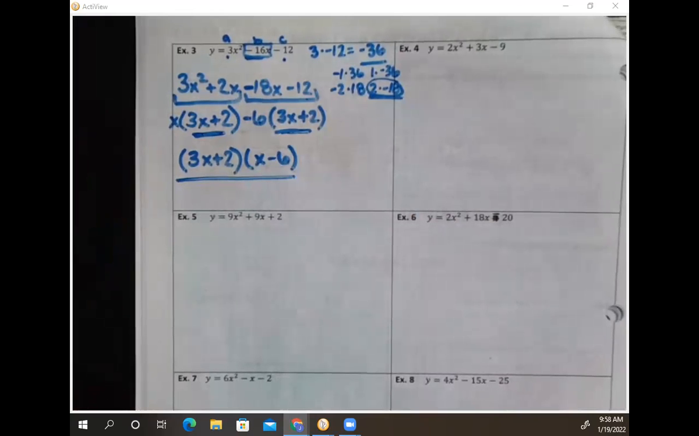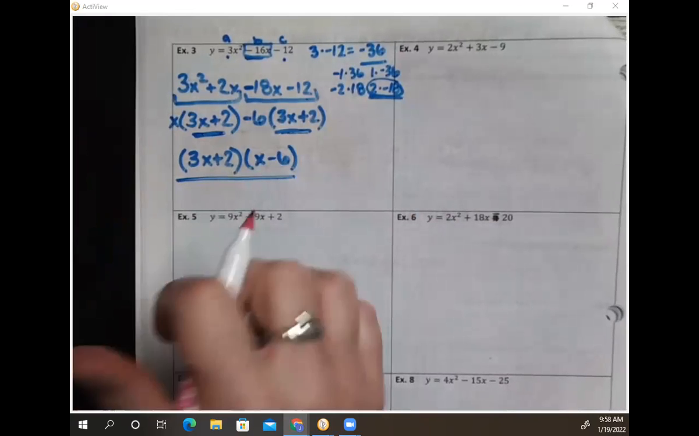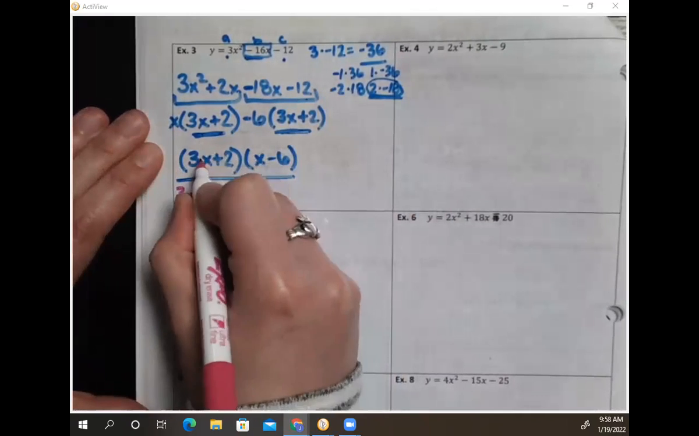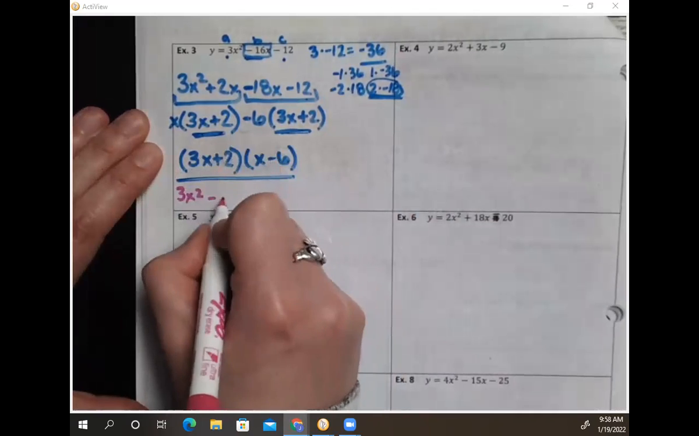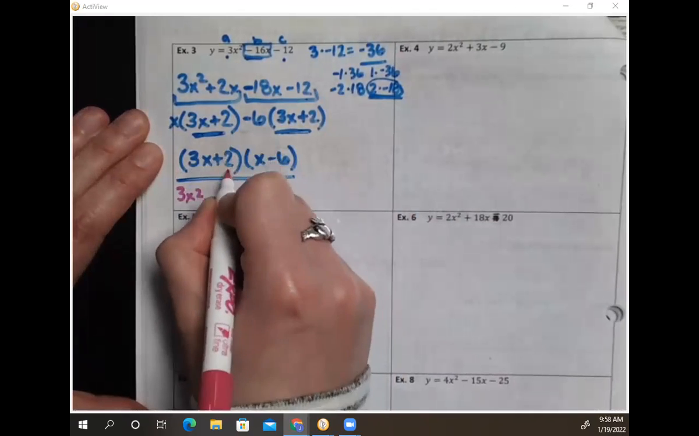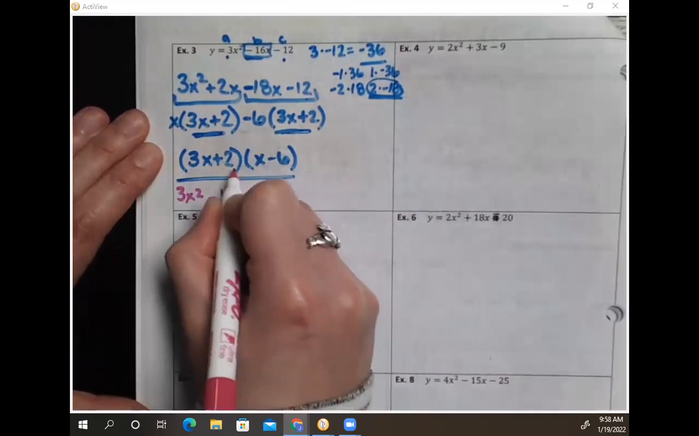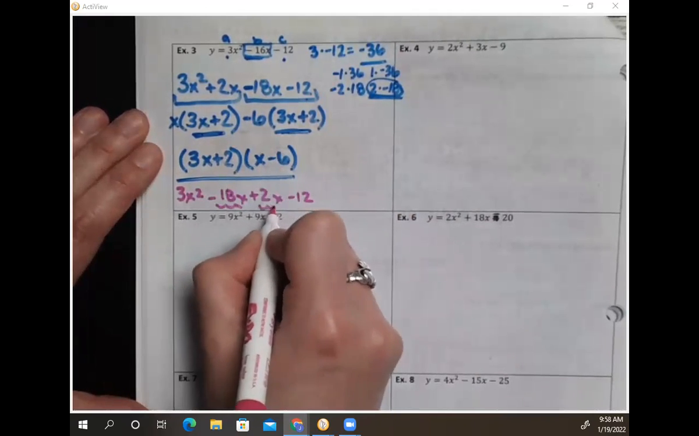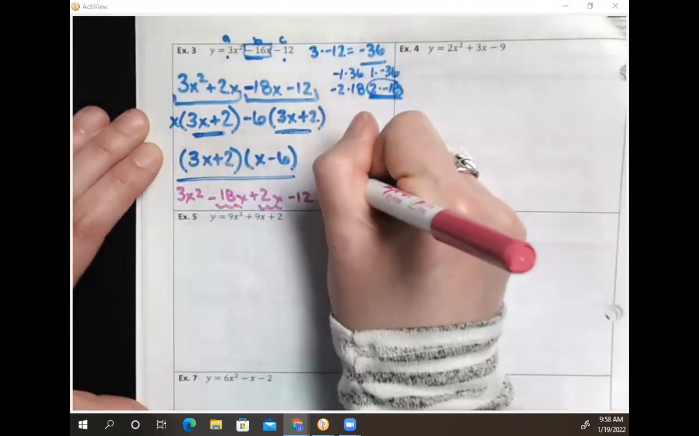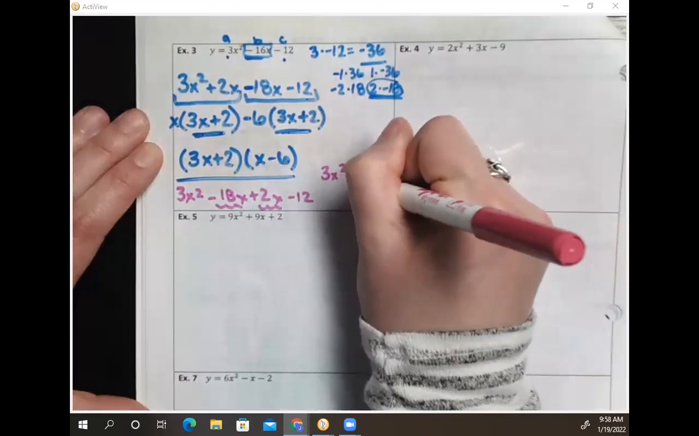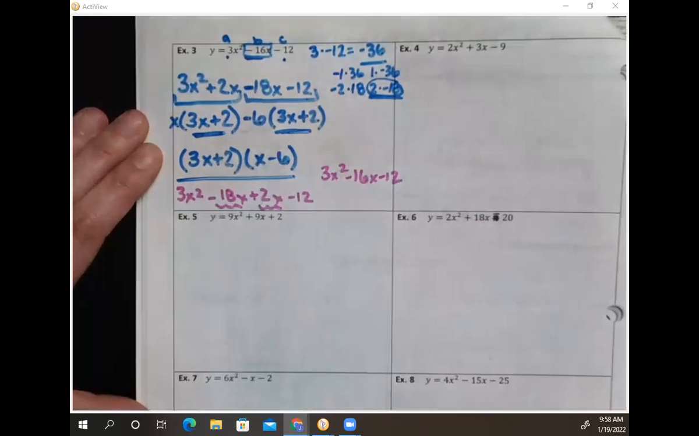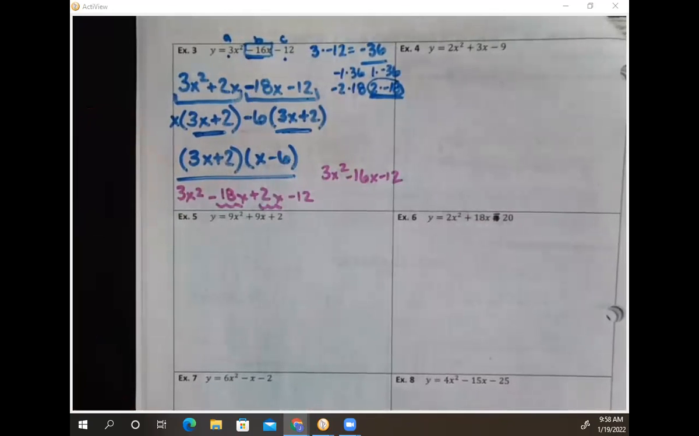And let me check this one with distribution. So if I distribute, I would get 3x squared minus 18x plus 2x minus 12. If I combine my x's in the middle, I would have 3x squared minus 16x minus 12. And that was my original problem. So I know that that's my correct factored form.